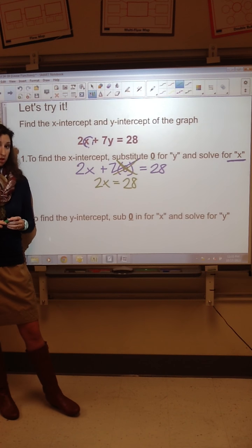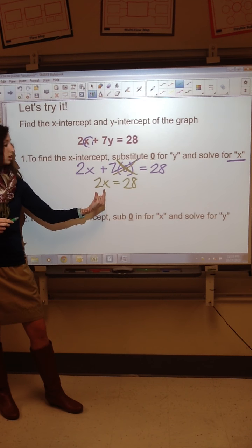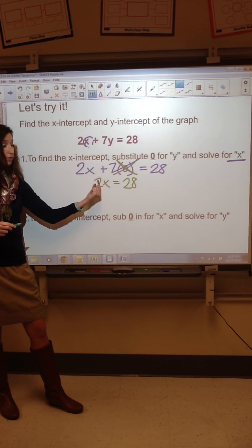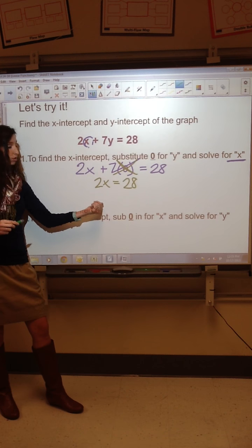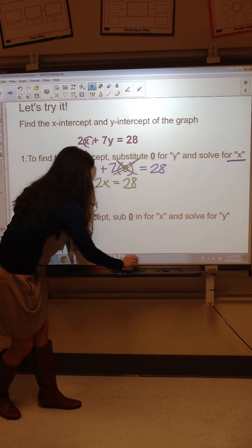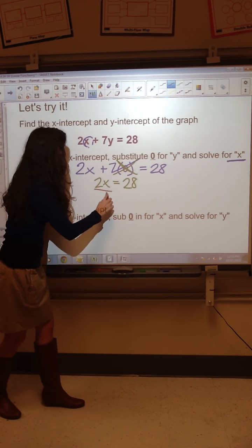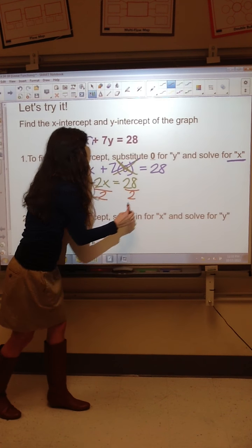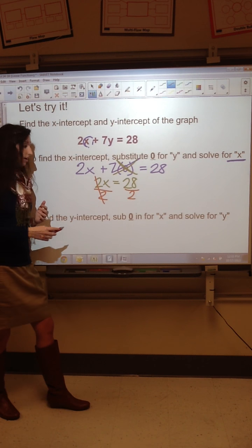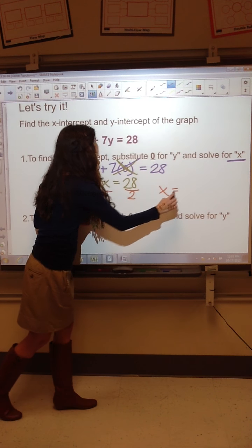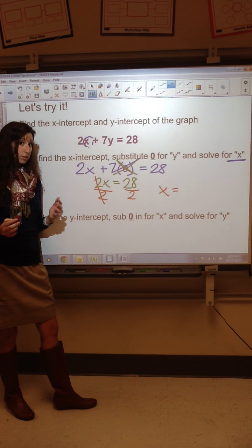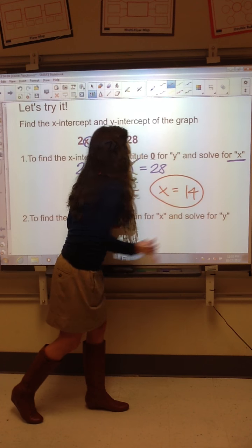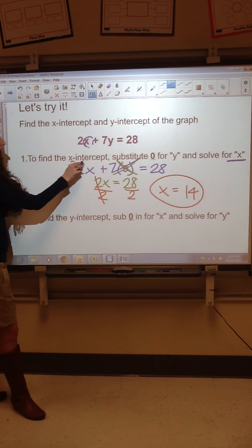Can we easily solve for x? What do I have to do to cancel what's beside the x? Remember, it's multiplication. So if I want x by itself, what do I have to do? You're correct. Divide by 2, and whatever I do to the left, I do to the right. So now, x equals 28 divided by 2. Anybody? 14. So what is my x-intercept?